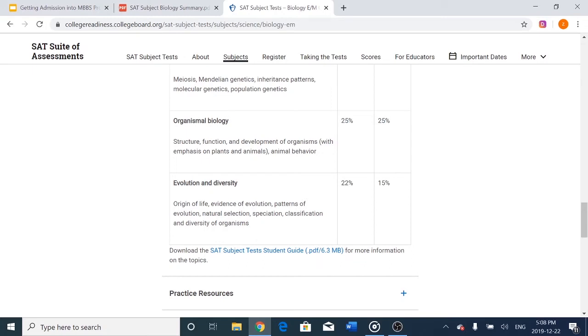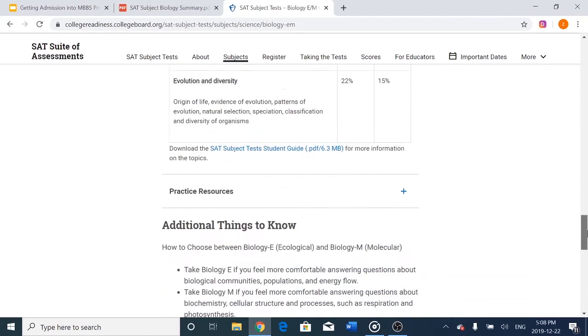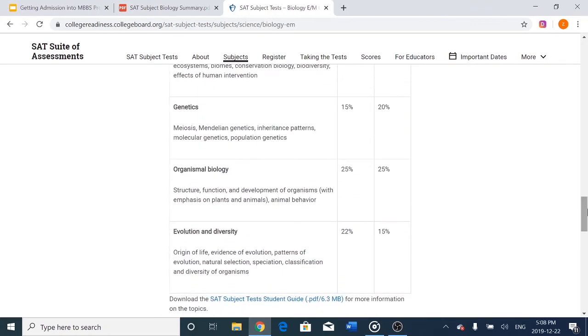Or evolution and diversity. So here you're talking about origin of life, human evolution, speciation, classification. What was that dude's name again? Yeah, Charles Darwin. Know him. There are some scientists you're gonna have to know because of their particular experiments and contributions to diversity and evolution. So make sure to know them and make sure to know the difference between them. Even survival of the fittest, they always ask questions about survival of the fittest. So know that very well.